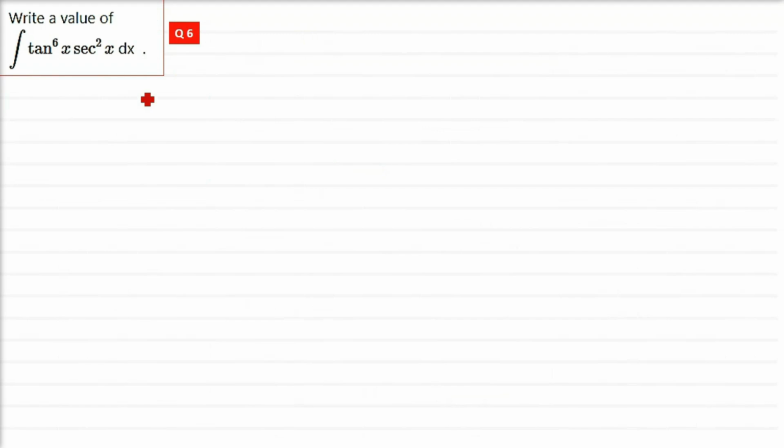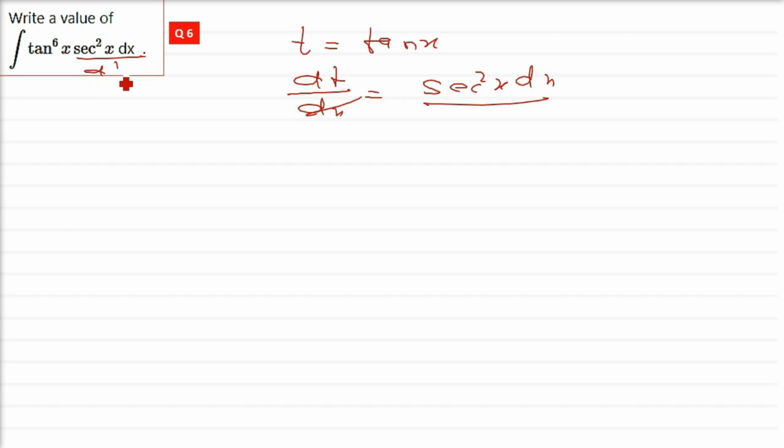Now we have just done a question like this, and I pointed it out that this question is going to come again. So the same thing we are going to do here. We just put t equals to tan x. Then we differentiate, dt by dx. That will give you sec square x dx. That is, dx I am taking on the right hand side. So this whole sec square x dx is simply dt.